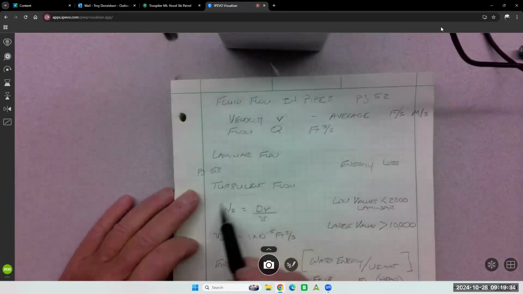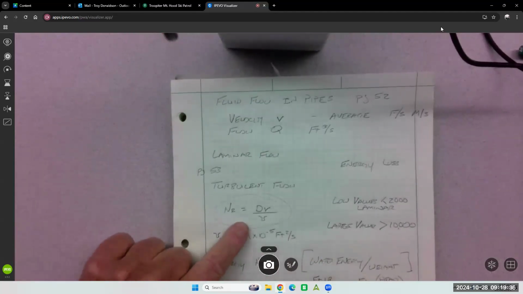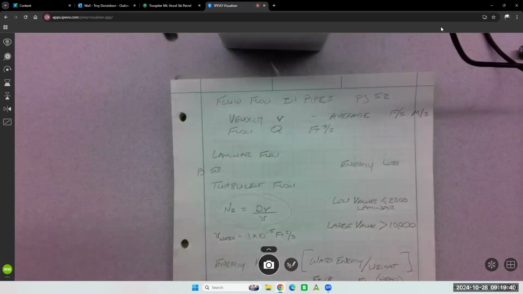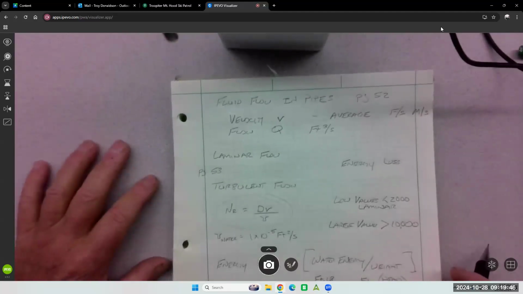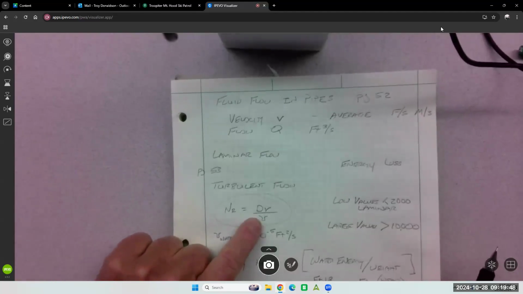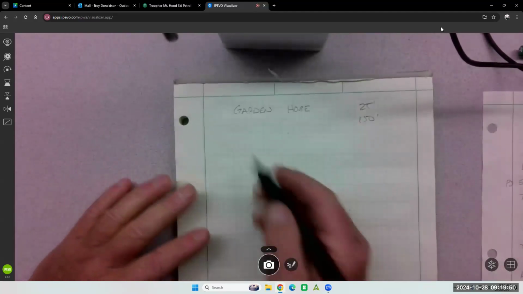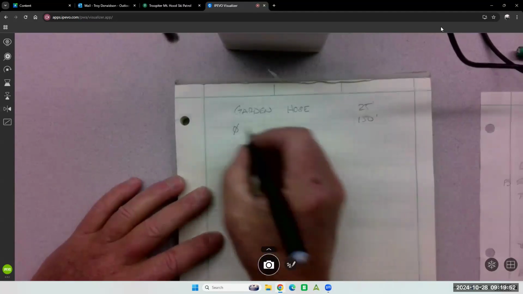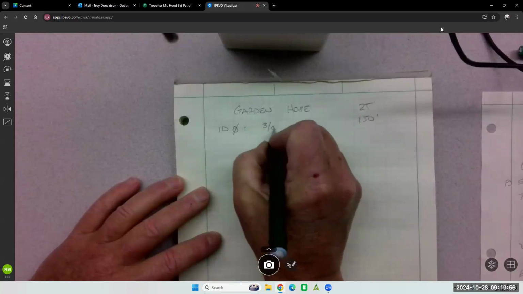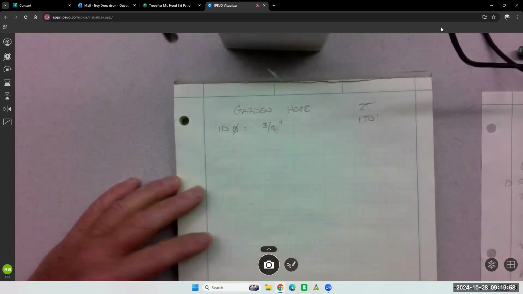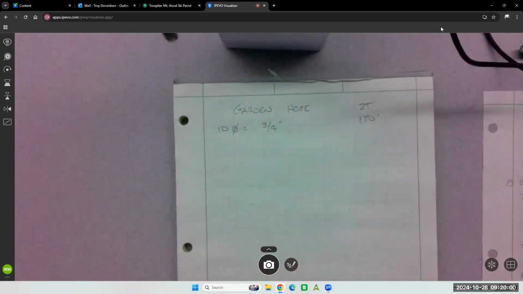In this equation, is length of pipe in the equation? No. You have to sift through the information. If you're trying to determine laminar and turbulent, you don't need length. What do we need? Diameter. So how big's a garden hose? Any idea what the inside diameter is? I think 3/4 is pretty close. And they want the ID, the inside diameter.